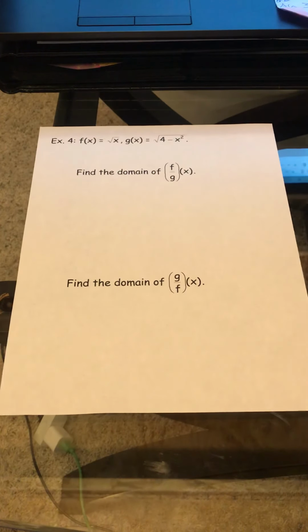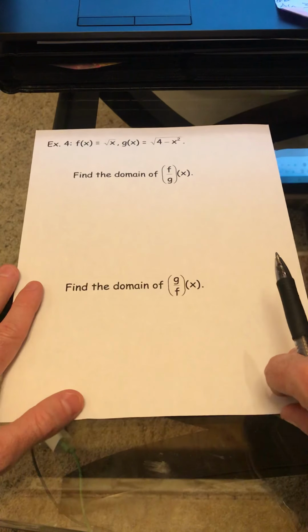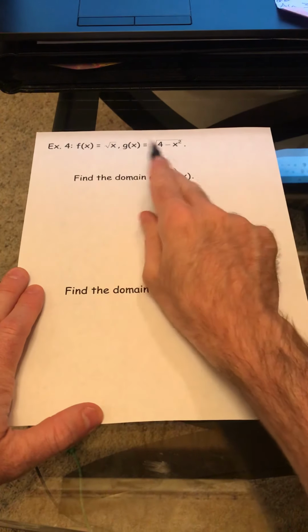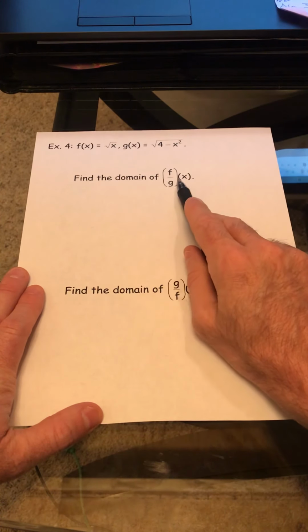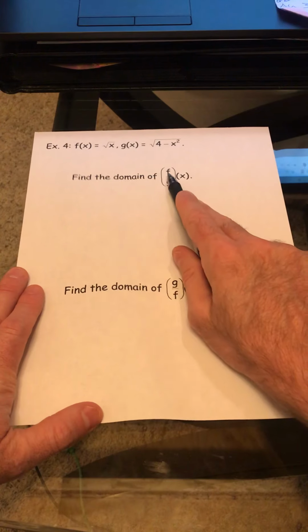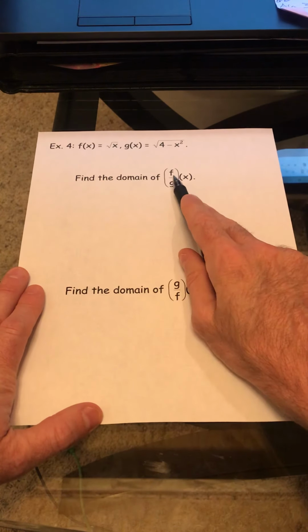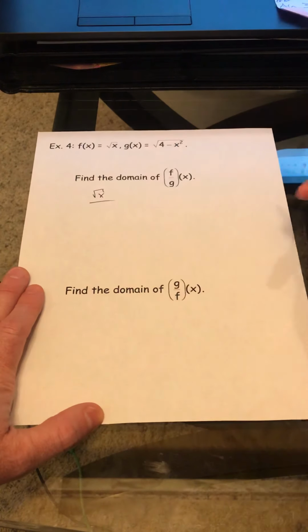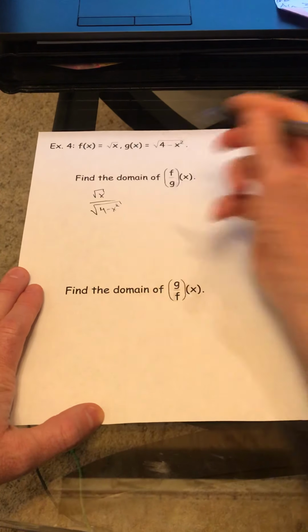All right, the final couple of things that we're going to look at. Again, if we have two new functions, f of x equals the square root of x, g of x equals the square root of 4 minus x squared, find the domain of f divided by g of x. Well, we end up with square root of x over square root of 4 minus x squared.